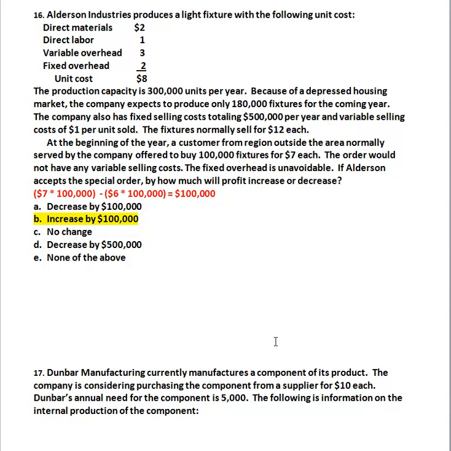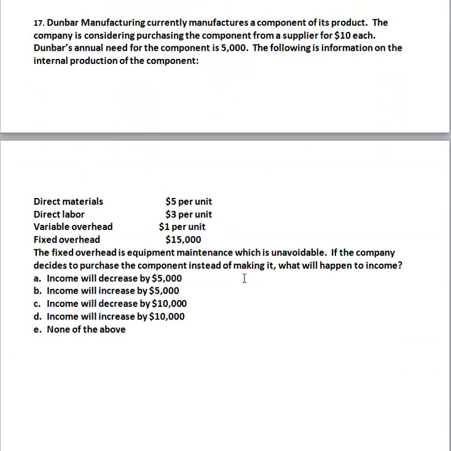And our last chapter 13 exercise says that the company currently manufactures a component of its product. The company is considering purchasing the component from a supplier for $10. We need 5,000 to produce. We have material, labor, variable overhead, fixed overhead. It says the fixed overhead is the equipment maintenance, which is unavoidable. Okay, so it's unavoidable, not relevant. If the company decides to purchase the component instead of making it, what will happen to income?